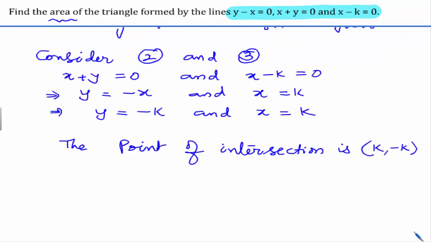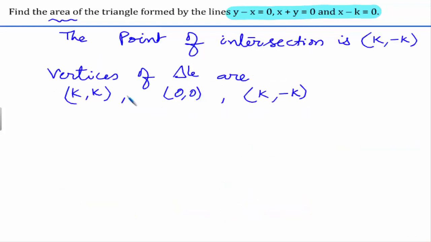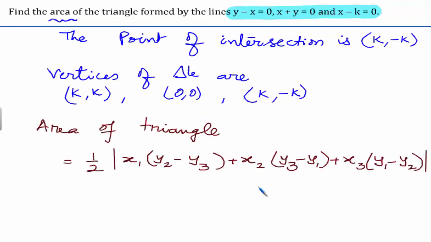So the vertices of the triangle are, one is k comma k, the second one is 0 comma 0, and the third one is k comma minus k. Now we need to find out the area of the triangle. So this is the area of the triangle formula. Using this, let us find out the area of the triangle ABC.